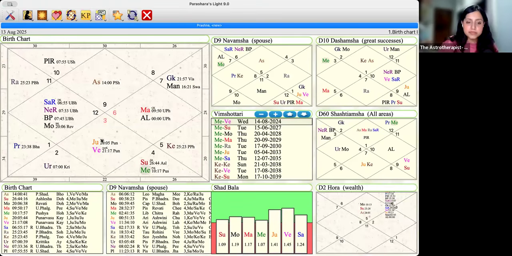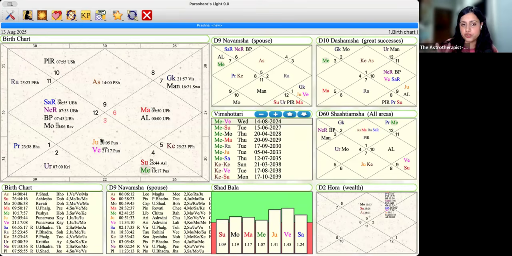Just 1 second, my software is opening. Okay. Right. This is the Prashna chart, right? So let's assume this is a chart of an individual and we are going to study their in-laws.